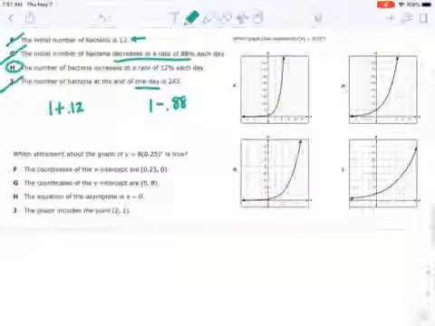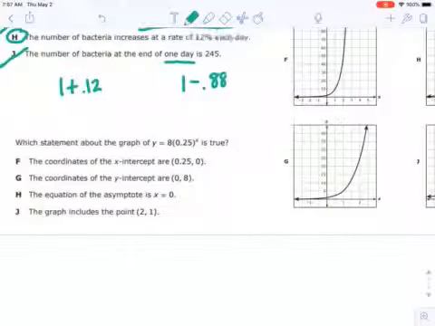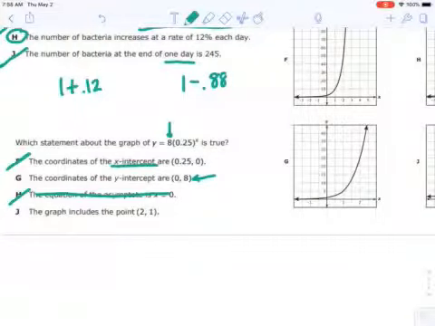Okay, which statement about this equation is true? The coordinates of the x-intercept are, stopping right there, it's not going to have an x-intercept because it doesn't cross the x-axis. The y-intercept are 0, 8. That sounds pretty good because this 8 does represent my y-intercept. The asymptote is x equals 0. That's not true because it's supposed to be y equals 0. It's a HOI that we're looking for.